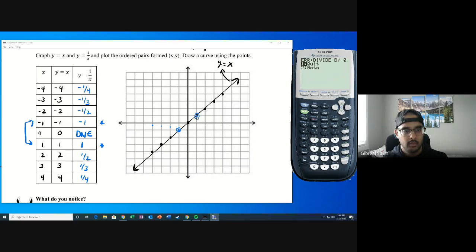Now we can move on to our 1. So we plotted that 1 already. 2, 1/2 is our next point. So 1, 2, 1/2 would be roughly here. Then 3 should be 1/3. And 4 is 1/4.